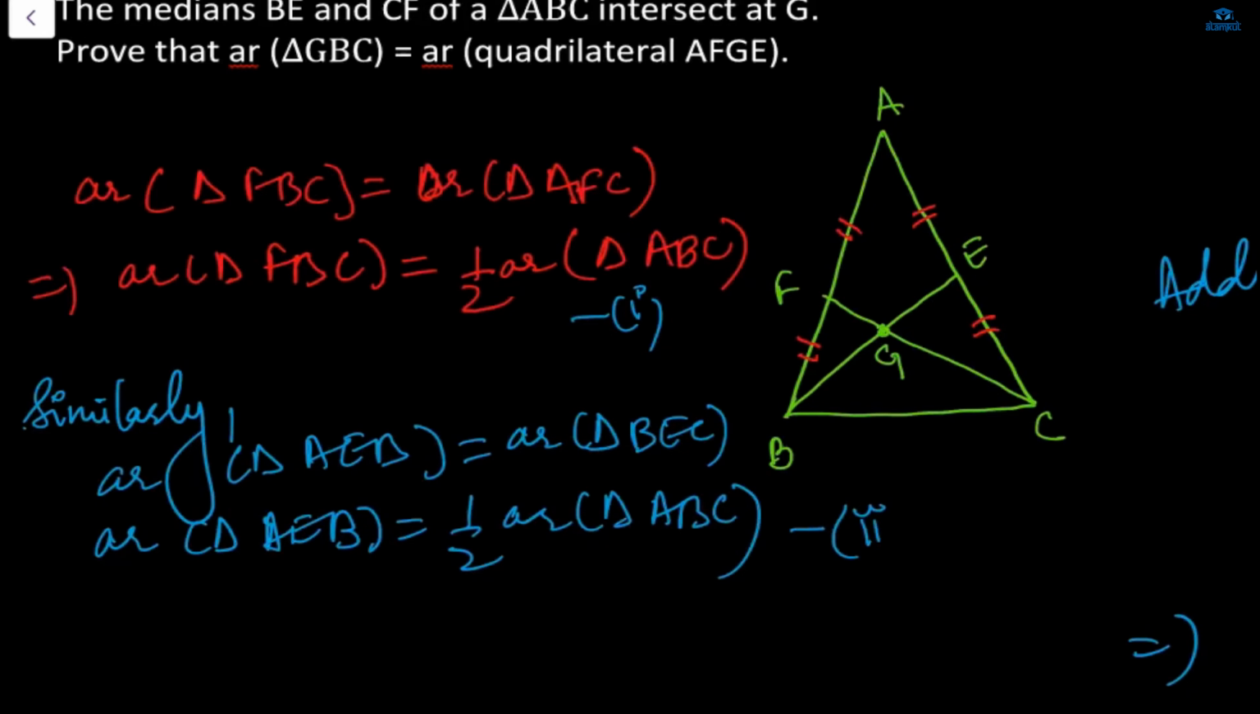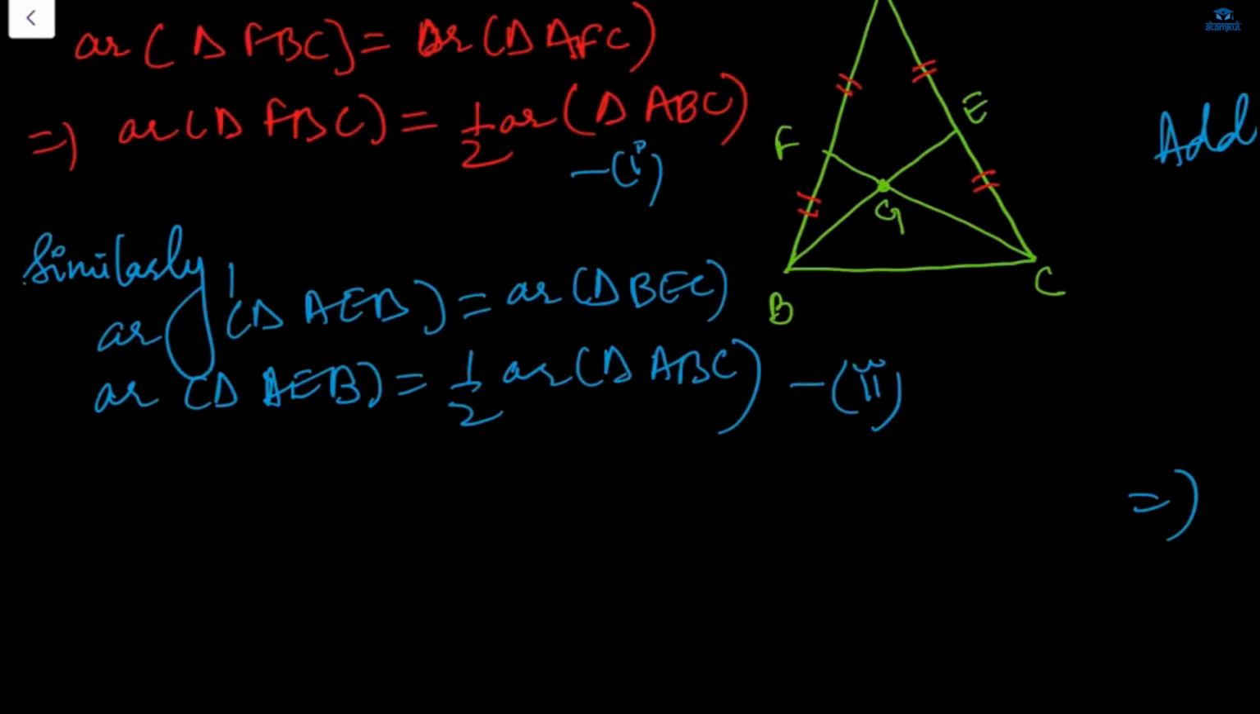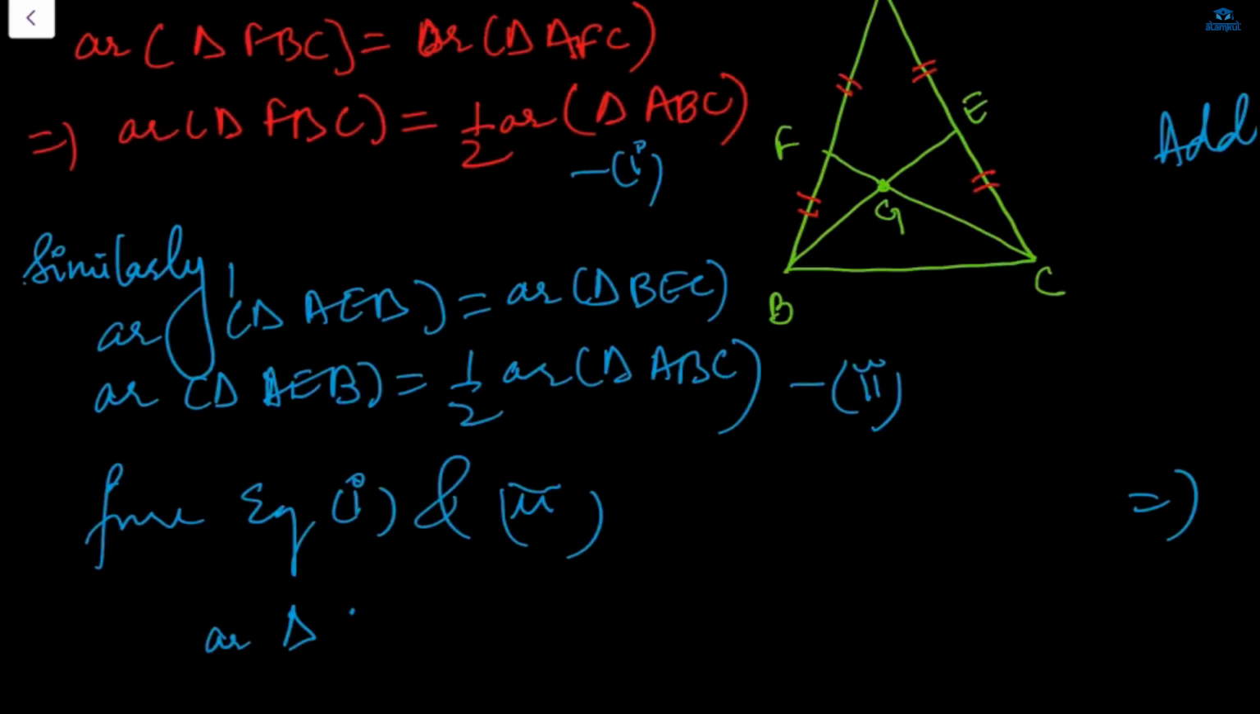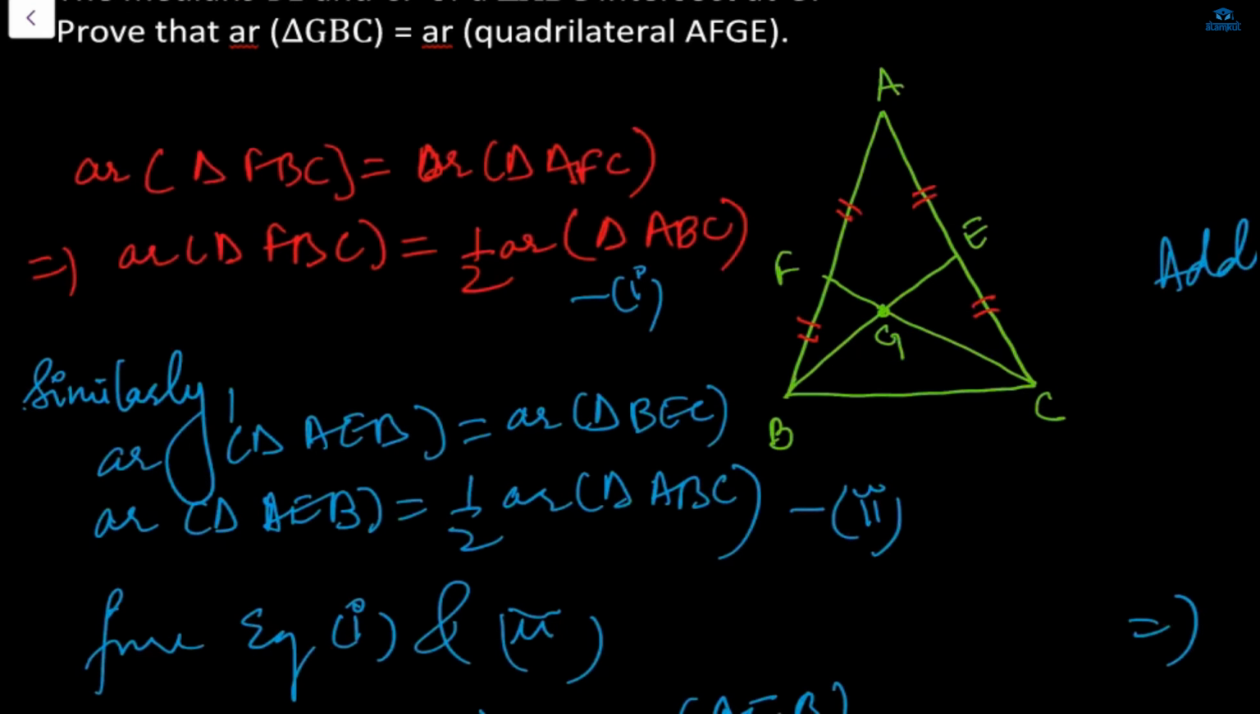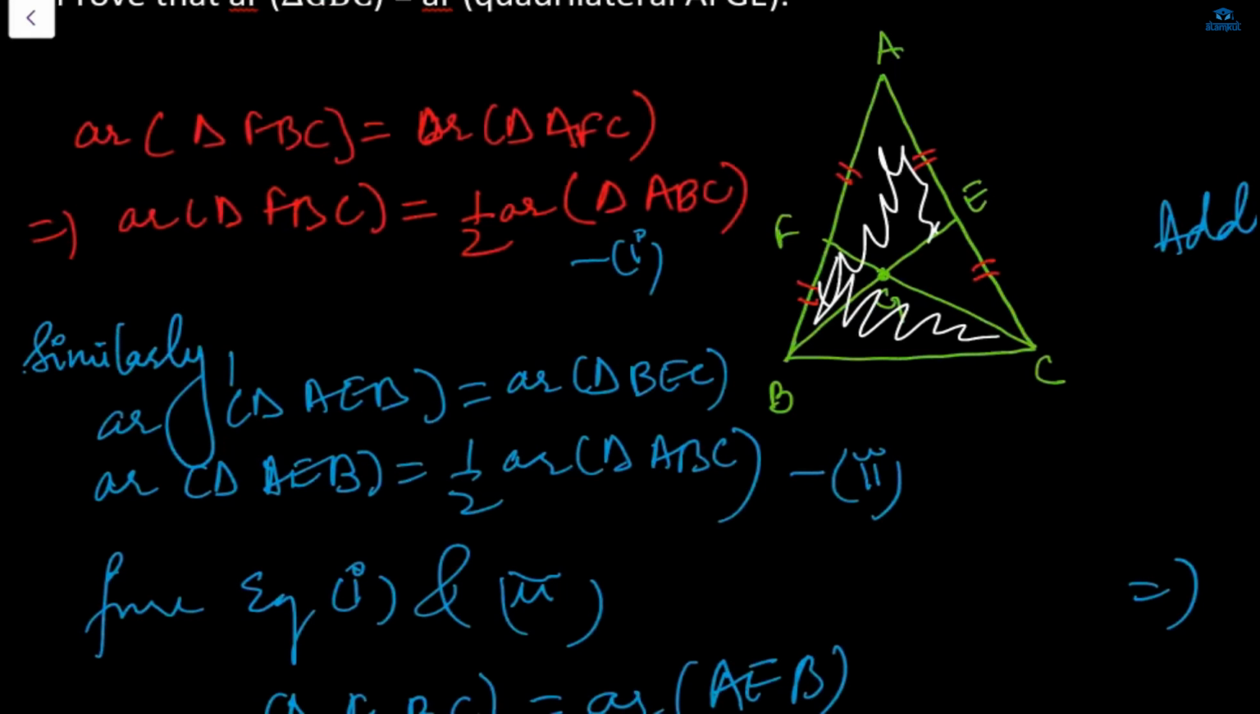Now from equation 1 and equation 2, what will we get? That area of triangle FBC is equal to area of triangle AEB. Yes or no? Area of triangle FBC, this one, and AEB, this one. These two triangle areas are equal, yes or no? Any doubt?